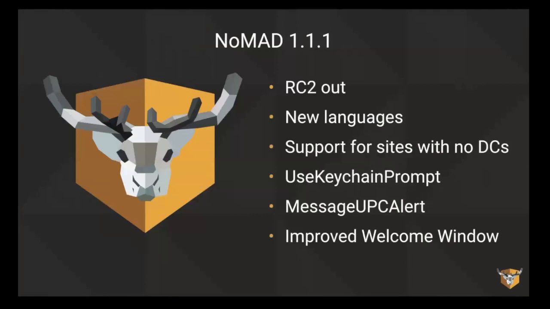So now we've got full support for sites with no domain controllers in it. So what happens is we look up the globally available domain controllers. We ping one of them to find out what site we're in. If we don't get any sites back, we just fall back to the globally available ones. So it's kind of, I think, a good compromise without being overly burdensome on the network, but still allowing the machines and NoMAD to work.